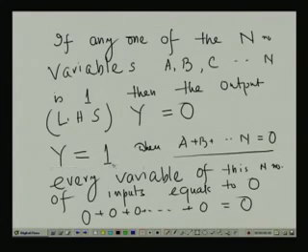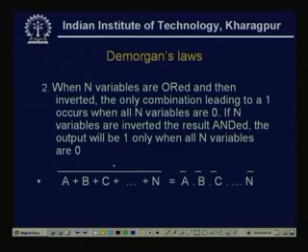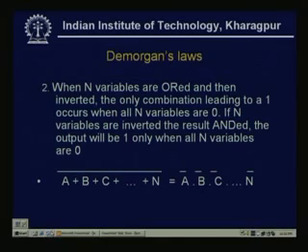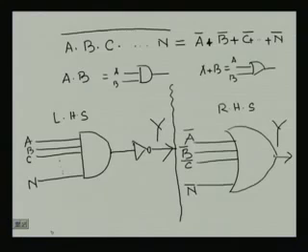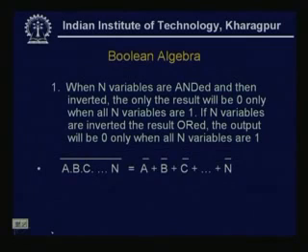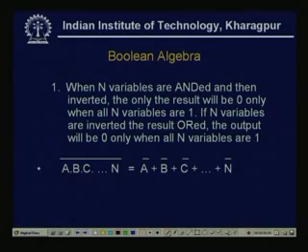And similarly, if we see our first rule, when n variables are ANDed first and then it is inverted, it will be the same as that of the n input OR of the inverted variables.